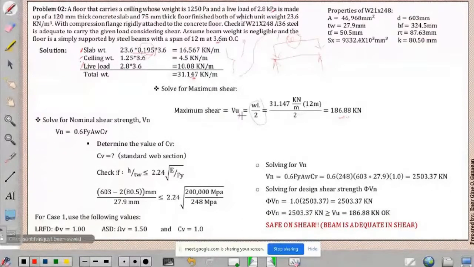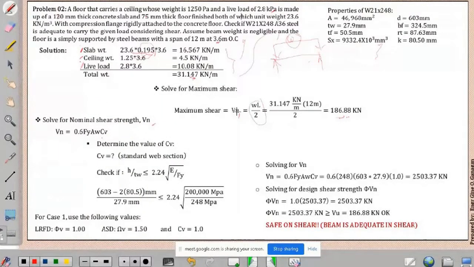Okay? So the same with problem 1, we have to compare our design shear strength dito sa ating ultimate shear para dapat mas malaki yung shear strength natin. And to solve for the design shear strength, kailangan natin ng nominal shear strength. And nominal shear strength is equal to 0.6 FyAwCv. So wala din tayong problema sa Fy, area ng web, given yung properties. Problema din natin ngayon yung Cv.